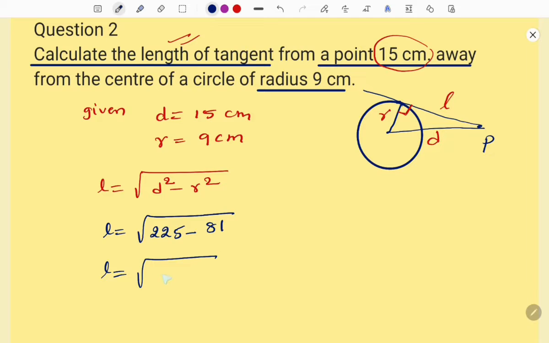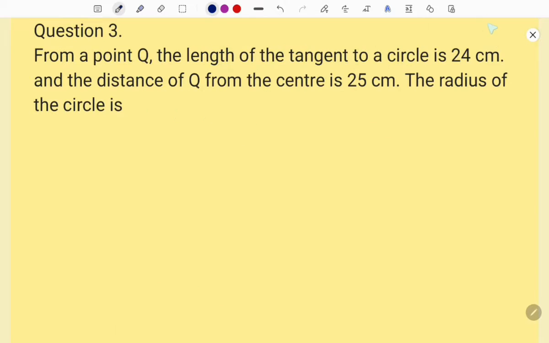Therefore L is equal to root 225 minus 81, which is simply 144. So L is equal to root 144, which is 12 centimeters. So the length of the tangent is equal to 12 centimeters.